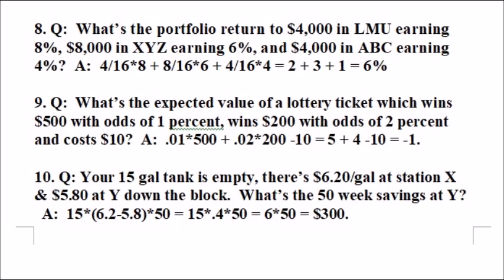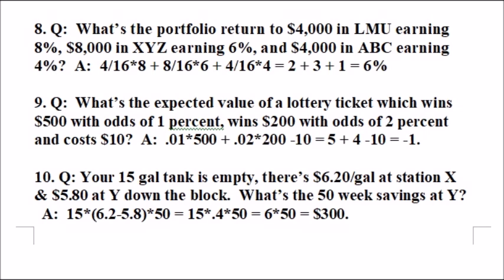Let's do some weighted averages, and here's an example. We have a portfolio, $4,000 in LMU earning 8%, $8,000 in XYZ earning 6%, and another $4,000 in ABC earning 4%. First, we've got to do the weights, the proportions that add to 1. Well, that $4,000, $8,000, and $4,000 add to $16,000. So we have 4/16, that's a quarter of 8. 8/16, that's a half of 6. 4/16, that's a quarter of 4. That's 2 plus 3 plus 1. We get a 6% average weighted portfolio return.